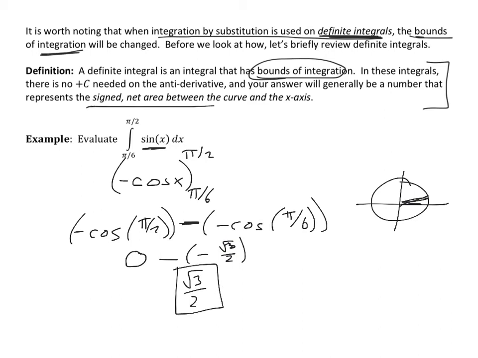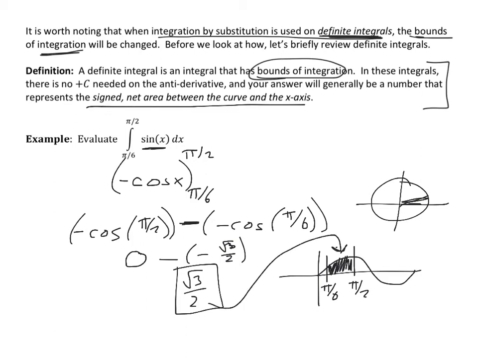I mentioned that this is the signed net area between the curve and the x-axis, so it just means that if you imagined the sine curve between pi over 6 and pi over 2, the area between sine and the x-axis is right there. This integral is basically telling us that the net area is positive root 3 over 2. If I had found an area that was under the curve, it would have been negative, and if I had asked you to do this integral from 0 to 2 pi, that integral would actually have turned out to be 0, because the positive area and the negative area effectively cancel one another out.